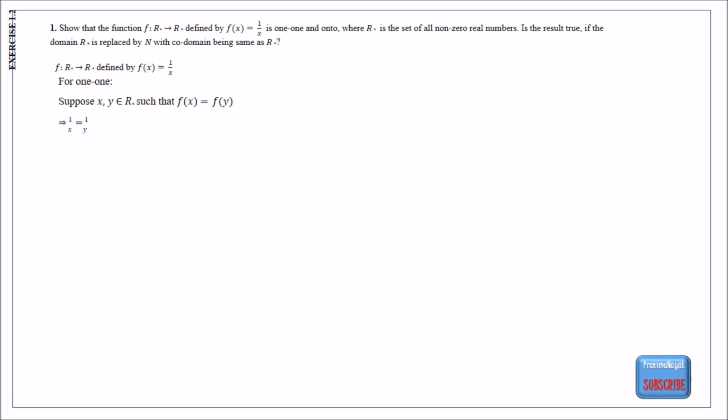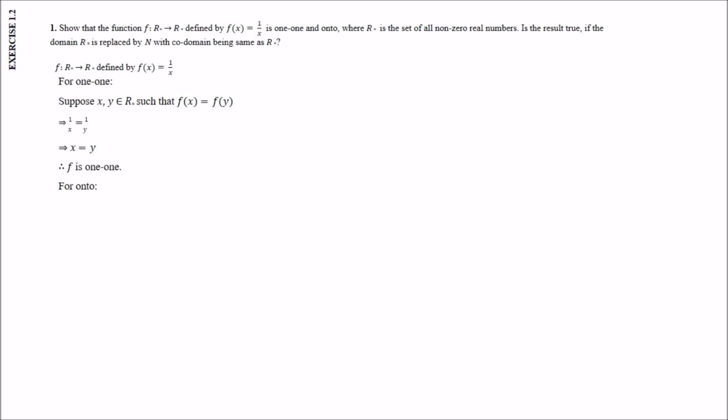So this implies that 1 upon x is equal to 1 upon y. What does it imply now? It implies x is equal to y. So it proves that f is 1-1.